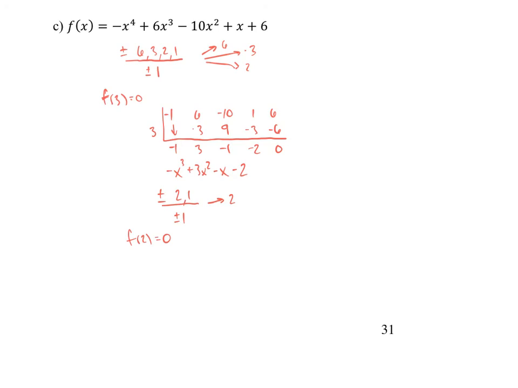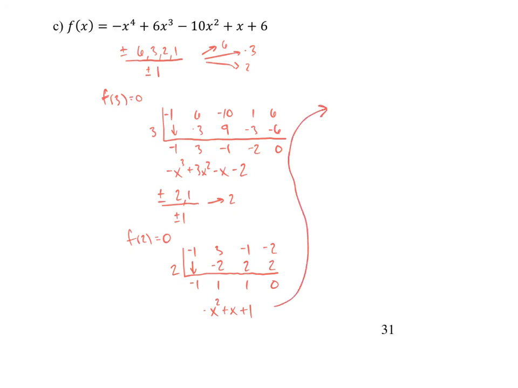So I'll set up -1, 3, -1, -2, based on my new polynomial, right? I'm using this now, and if it's a factor of that, then it's a factor of f of x. So I'll put a 2 here, use my synthetic division. All right, so now I've got -x squared plus x plus 1. That's a quadratic.